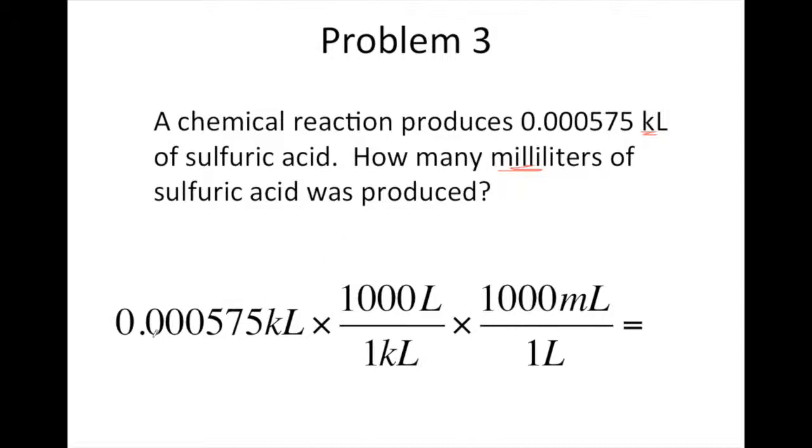First thing, let's follow our systematic approach. Write down the number that you're given and the units. I want to convert from kiloliters to liters, so kiloliters goes on the bottom, liters on the top. A kiloliter is larger, so I put the 1 in front of the larger. 1 kiloliter is equivalent to 1,000 liters, so 1,000 goes on top.